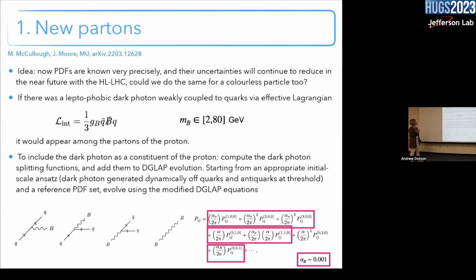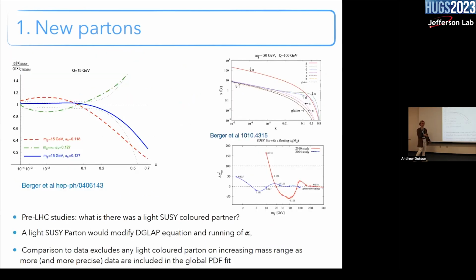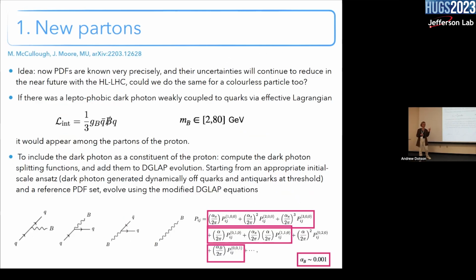Recently, I worked on this paper. They say, okay, fine, we cannot have colored particles because these have been excluded and we haven't found any supersymmetry, any colored particle. But what if we have some weakly interacting particles, for example, a dark photon? What if you had a dark photon which weakly couples only to the quarks? Then you can have some effective field theory where you have a leptophobic dark photon, which is weakly coupled, and you can add it via some effective Lagrangian.